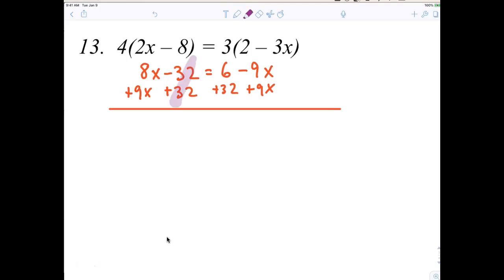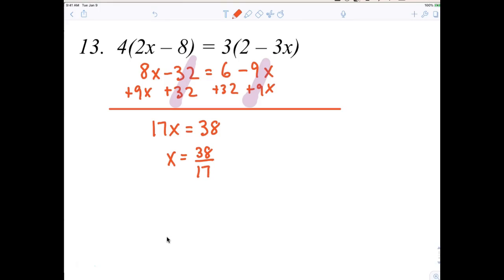These cancel. These cancel. 8x and 9x makes 17x is equal to 38. Wow, 38. And so now my final answer is equal to the fraction what? 38 over 17.